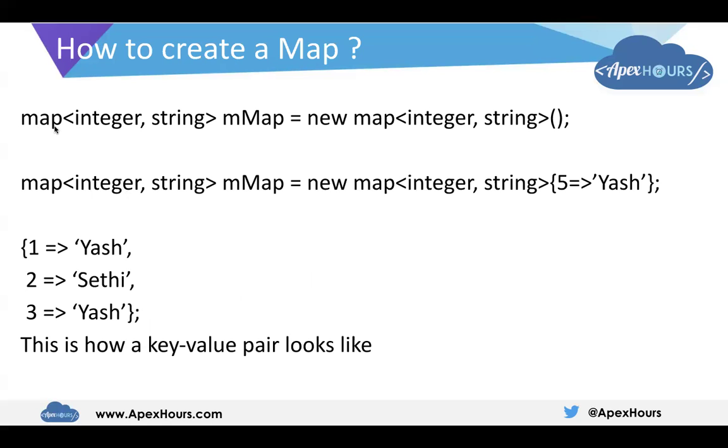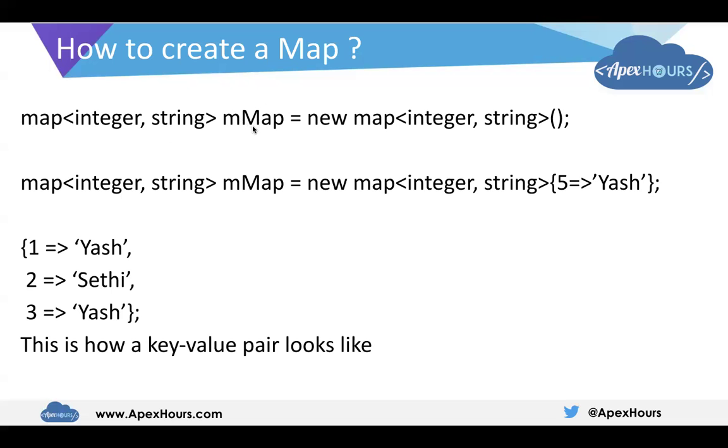First, you have to write the map, then into these arrow brackets you have to mention the key and value. It means you have to mention two data types here. The first data type is always for the key. The second data type is always for the value. So here in this map, the key is integer, the value is string. So map of integer comma string.